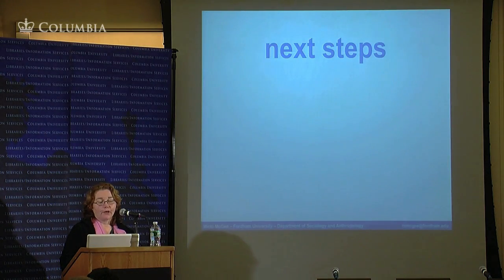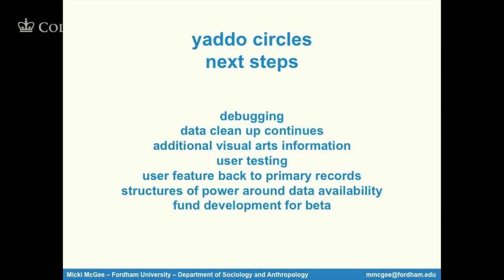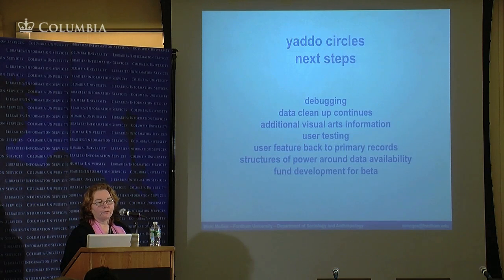So our next steps on the Yaddo project are, we have a lot of debugging to do, a lot of data cleanup, additional visual arts information needs to be culled from various sources. We've had no trouble getting works information for the writers and for the composers. It's much more difficult for the visual artists, particularly for the ones who were not as well known. Some kind of a feature to bring us back to primary records, and some consideration of the structures of power around data availability. And obviously we need to find a way to build our beta so we can test this.